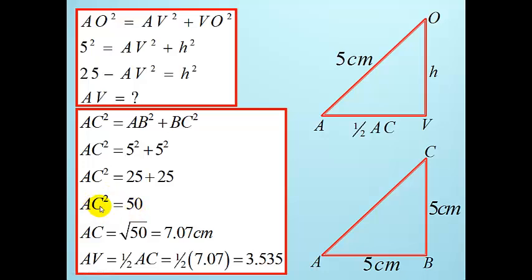Now, because we are solving for AC, we take the square root of both sides. When we take the square root of AC square, you have AC. When we take the square root of 50, you have the root of 50, and the answer is 7.07 centimeters. That means that the distance from A to C is 7.07 centimeters. And therefore, if you want the distance from A to V, it's a matter of dividing the result by 2. That is half of 7.07, and the answer is 3.535. So now that we know the distance from A to V, together with the hypotenuse, we can find the height.